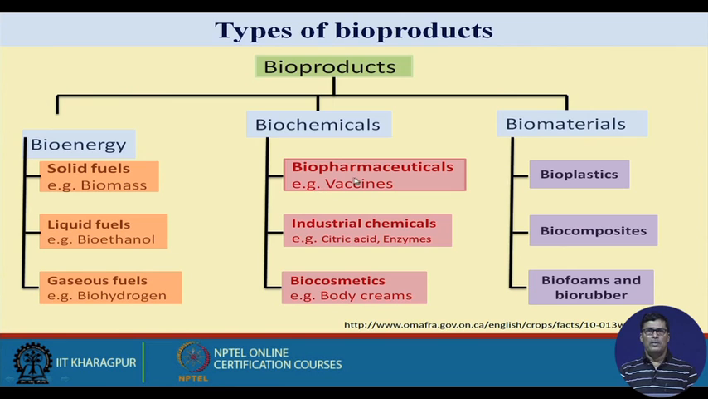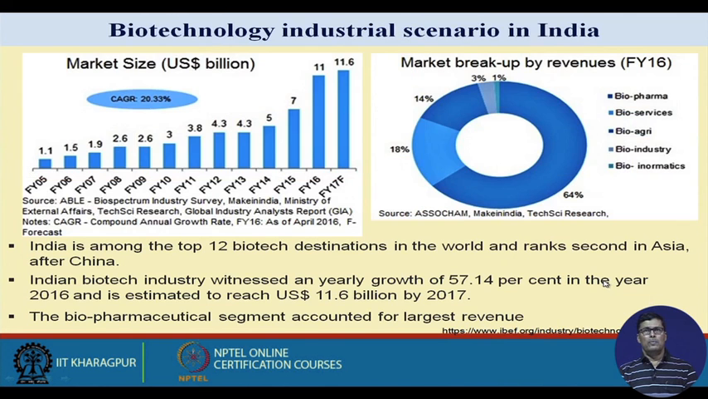In biochemicals, we have biopharmaceuticals, like vaccines can be produced. We have industrial chemicals like citric acid and enzymes. Then biocosmetics like body creams can be produced through this. And in biomaterials, we have bioplastics. Bioplastics are nowadays quite highly demanded, because plastic causes environmental pollution, we know it. It is very difficult to biodegrade. So bioplastic has a lot of demand in the market. Biocomposite, that is also largely used. And then we have biofoam and biorubber that can also be produced through this.